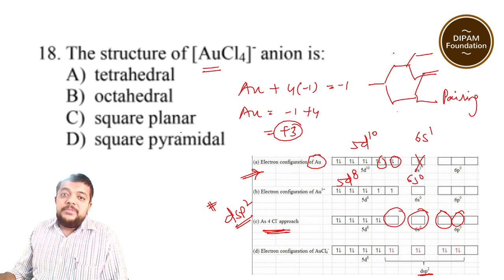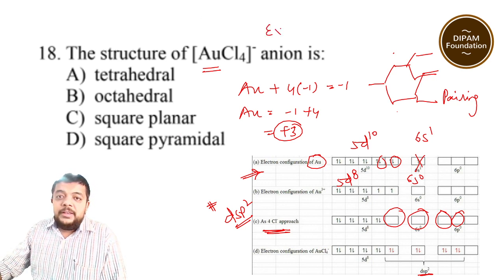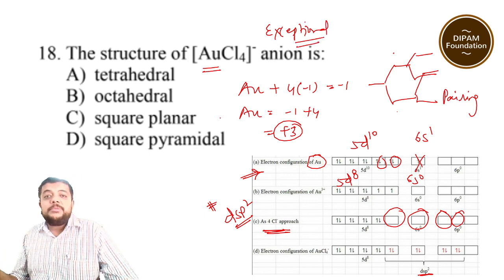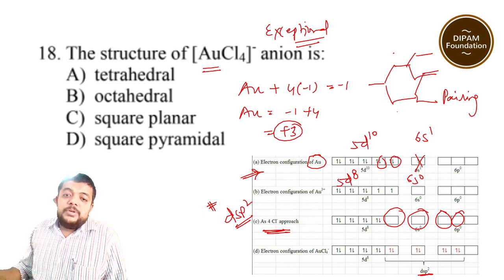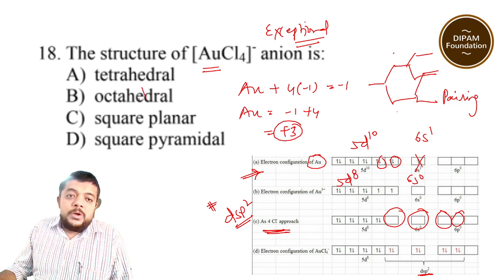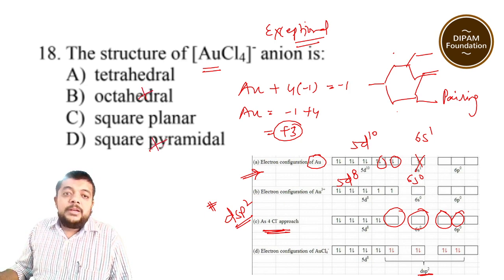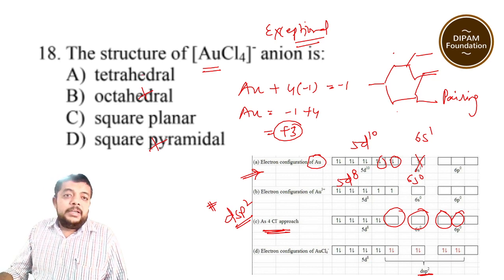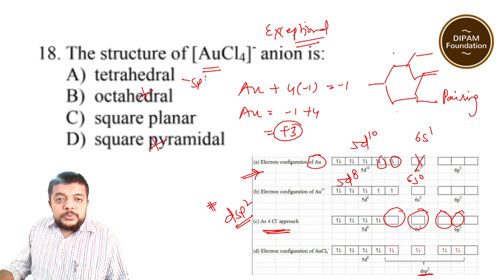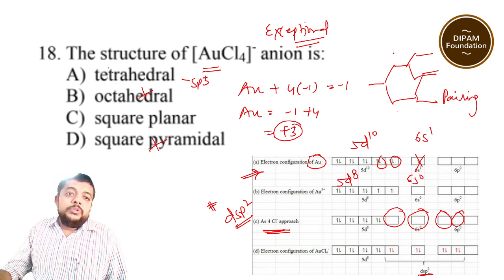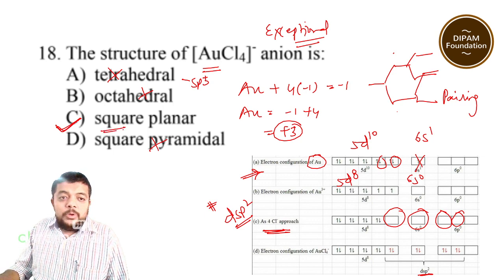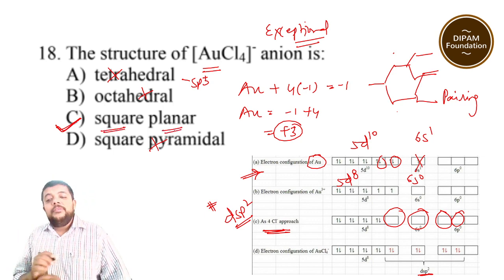So friends, be very clear. It is an exceptional case. When you have such exceptional cases, and when you have dsp2 type of hybridization, octahedral and square pyramidal are not possible. Tetrahedral mostly corresponds to sp3, so that also won't be possible. So it is only possible if you have square planar available with you.